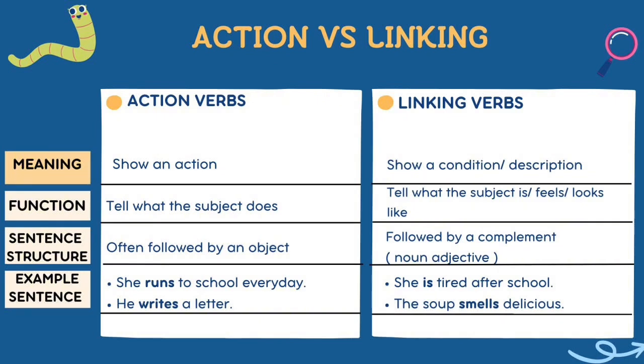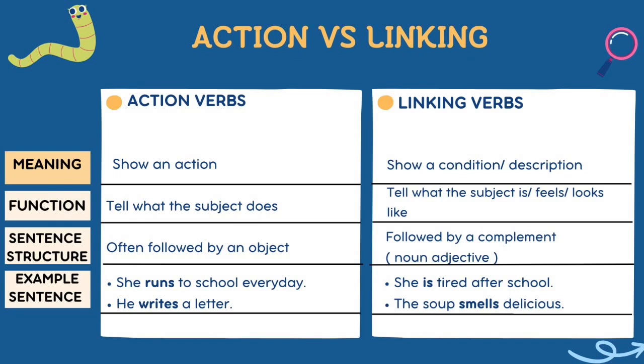But with linking verbs, the verb is followed by a complement. Usually, this complement is a noun or an adjective that gives more information about the subject. For example, the soup smells delicious. The verb smells connects the subject soup with the adjective delicious.